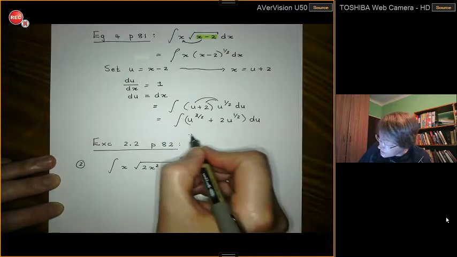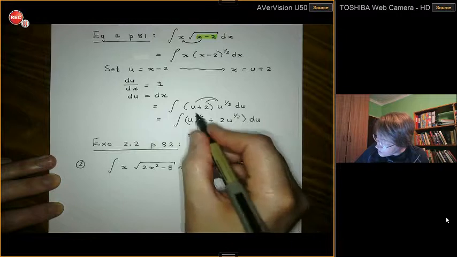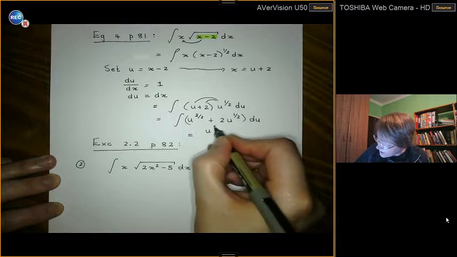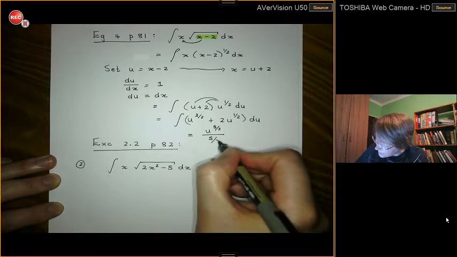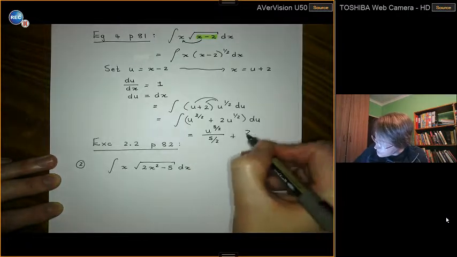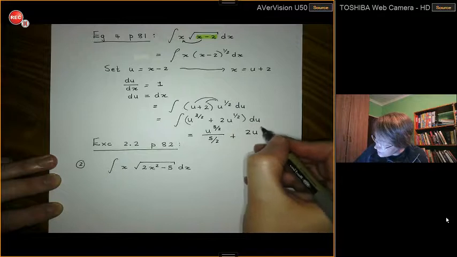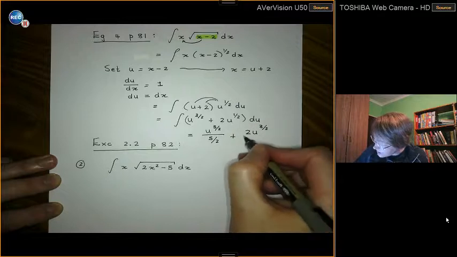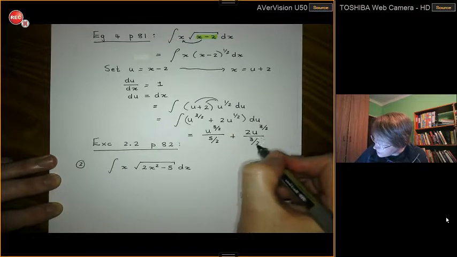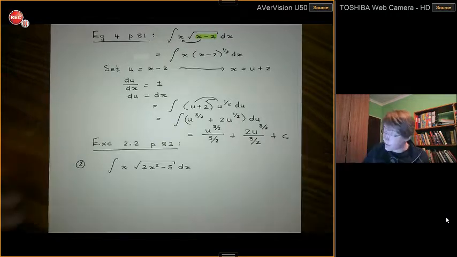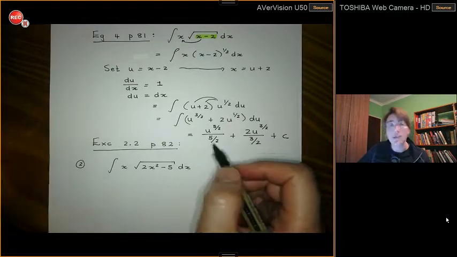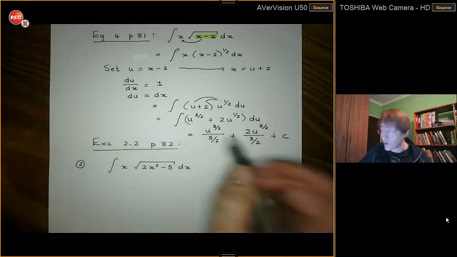So with this one, I can now go and say u to the power of 3 over 2 is going to be u to the power of 5 over 2, because I add 1 to the exponent and I divide by the new exponent, plus 2u to the power of add 1, so that's going to be 3 over 2, and I divide by that 3 over 2 plus c. And then lastly, this is something a lot of people forget. Please don't forget to substitute the u back, otherwise you're going to lose marks.